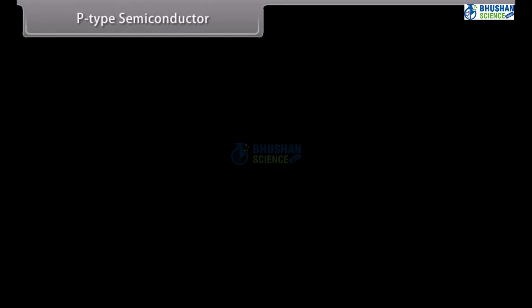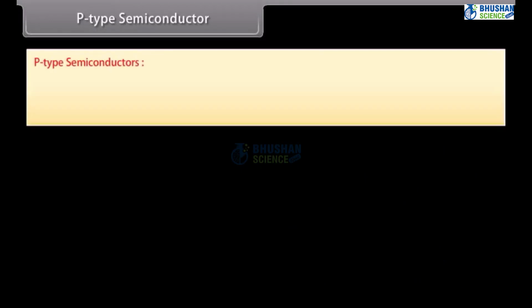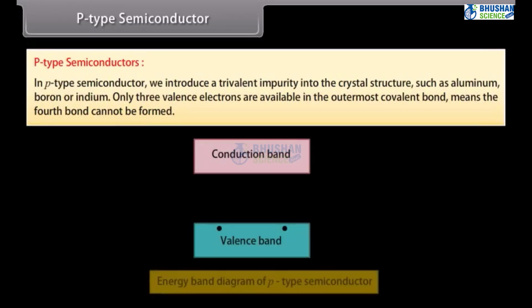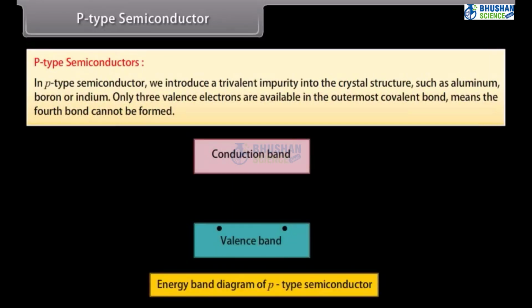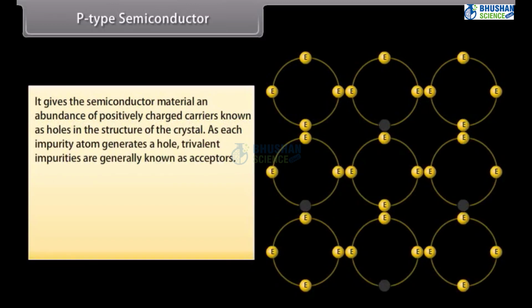P-type semiconductors. In P-type semiconductor, we introduce a trivalent impurity into the crystal structure, such as aluminium, boron or indium. Only 3 valence electrons are available in the outermost covalent bond, meaning the 4th bond cannot be formed. It gives the semiconductor material an abundance of positively charged carriers known as holes in the structure of the crystal.